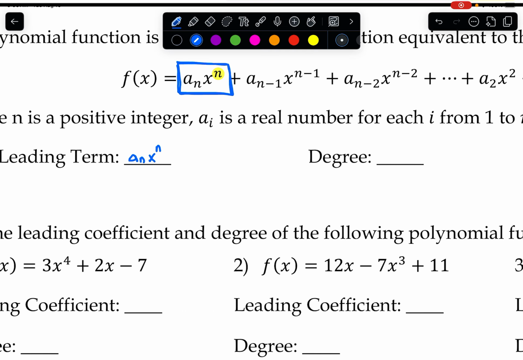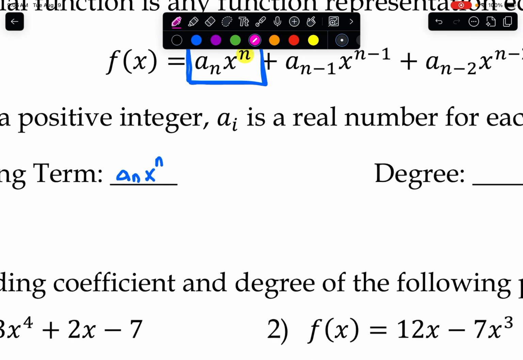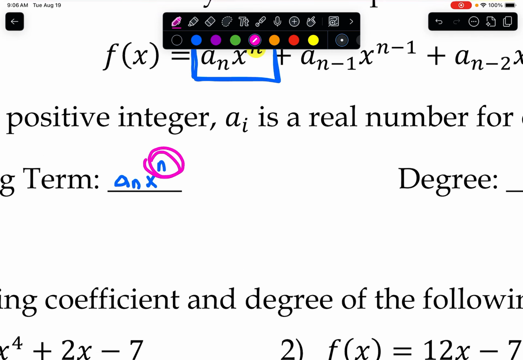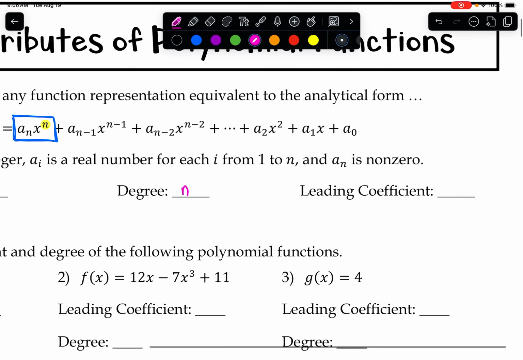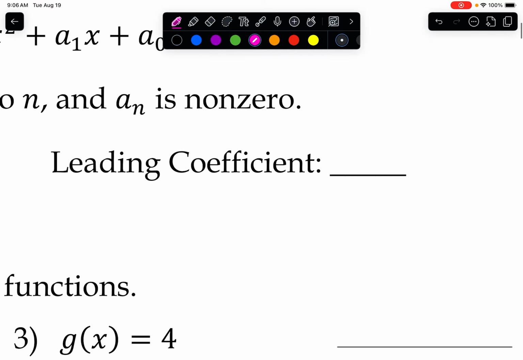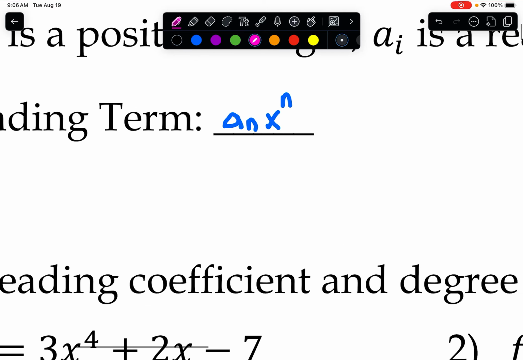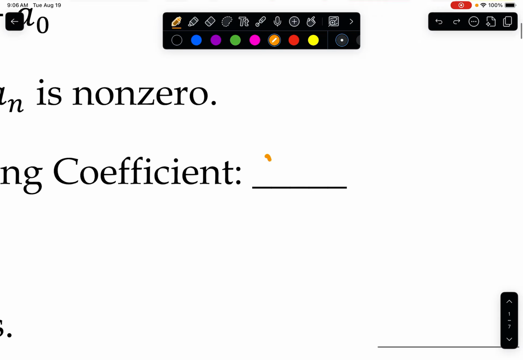Specifically, we're going to take the leading term and look at the parts of a leading term. If I want the degree of the polynomial, the degree is going to refer to the exponent. That exponent right here is what we refer to as the degree. And then your leading coefficient is going to determine end behavior. Your leading coefficient is going to be the value in the very front, which should be a number. That will be a sub n.